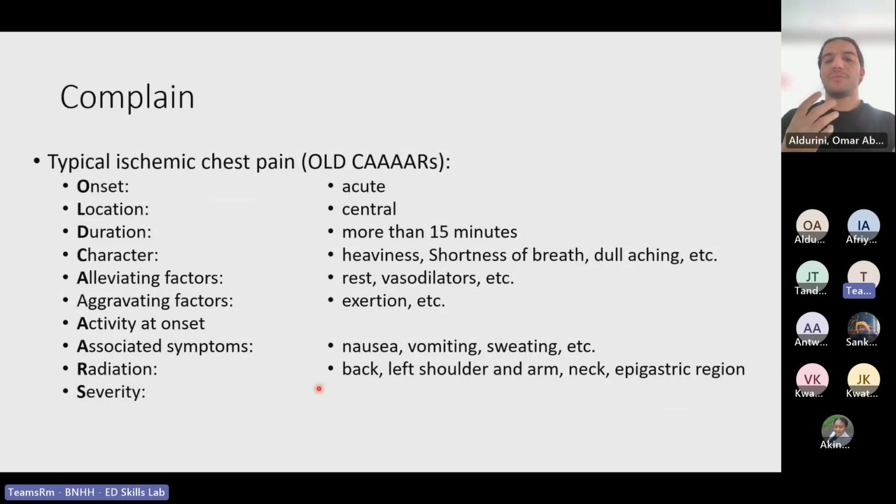Depending on the radiation, usually it gives us an idea how bad the ischemia is and where it is. If the ischemia is in the inferior wall of the heart, usually it will radiate to the epigastric area. If it's in the anterior wall or the posterior wall of the heart, it will usually radiate to the back, between the shoulder blades. And this might give us an idea about where the ischemia is happening and how bad it is. Okay, and lastly, the severity of the pain.